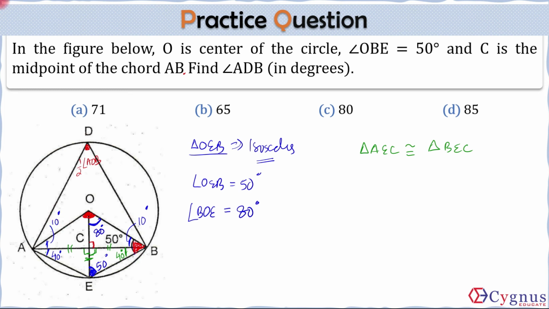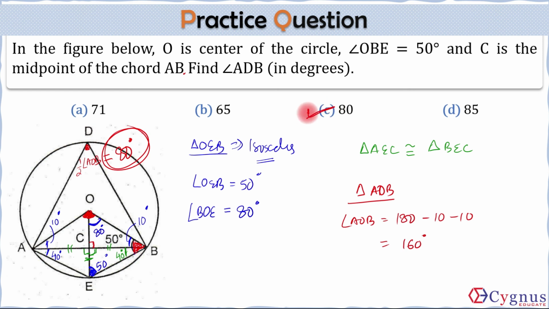Right? So now if we consider the triangle AOB, we know angle AOB will be equal to 180 minus the other two angles, which is 160 degrees. AOB comes out to be 160 degrees. In triangle AOB, these two angles are 10 and 10, which is 20. So the third angle will be 180 minus 20, which is 160. So this angle will come out to be half of 160, which is 80 degrees. Hence, the answer to this question is option C, 80 degrees.